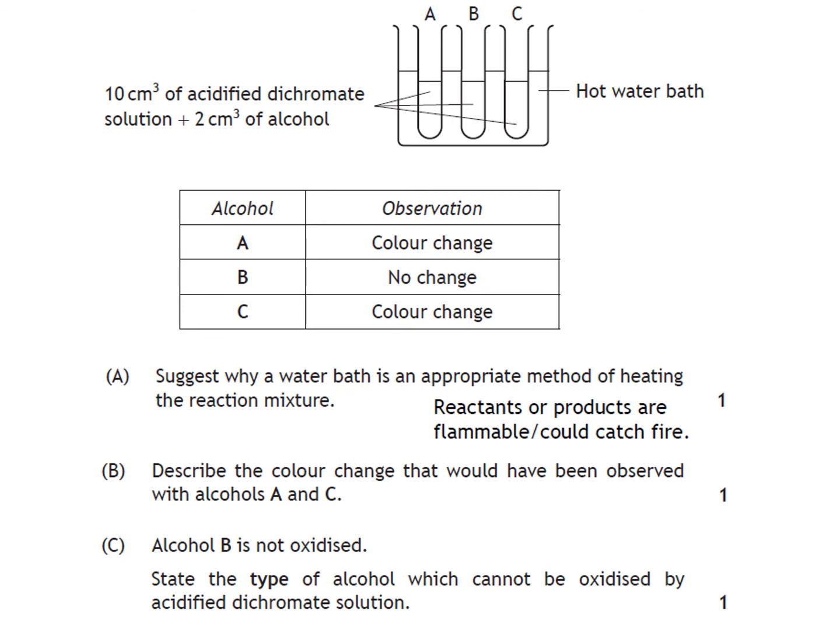Well, the oxidizing agent that we're using is acidified potassium dichromate. Therefore, it would go from orange to greeny blue or blue-green or blue. Alcohol B is not oxidized. So what type of alcohol is that? It is a tertiary alcohol.